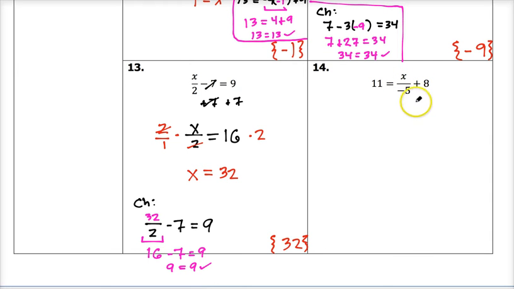I need to subtract 8 from both sides as my first step. 11 minus 8 is 3, so I get 3 equals x over negative 5. I then need to use multiplication to undo this division by negative 5. So I'm going to multiply both sides by negative 5, and that's going to give me x equals, this is multiplication, negative 15.